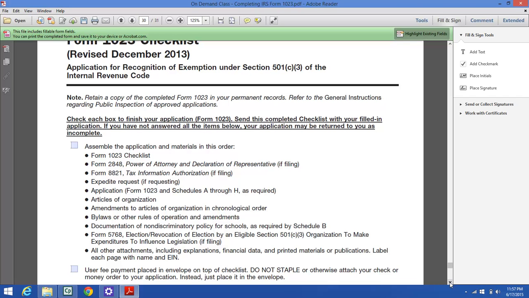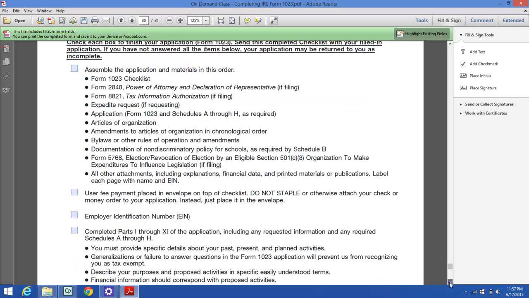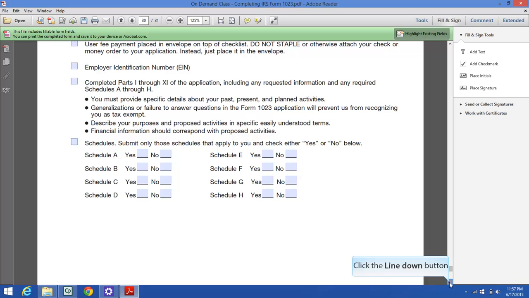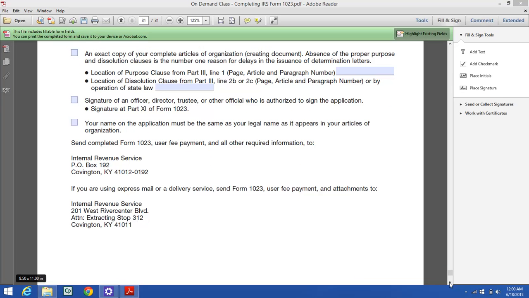All of these things may not be relevant to you. You may not have everything that's listed here, but whatever you have that's listed here, please put them in the correct order, the way that they are listed here. And you want to make a copy of this checklist. It's a 2-pager, and then you want to put the checklist on the very top of your application.